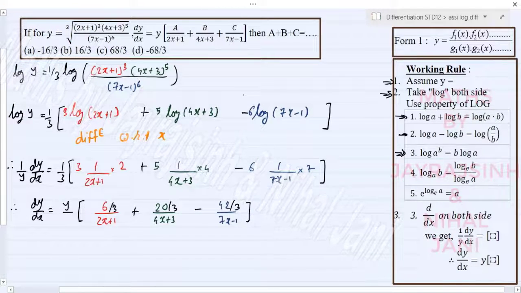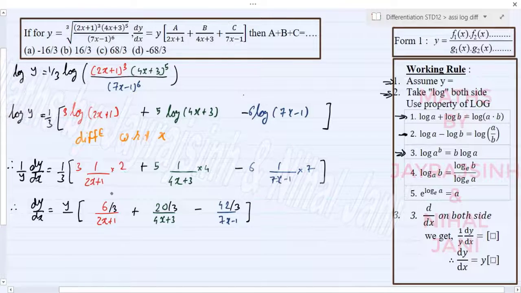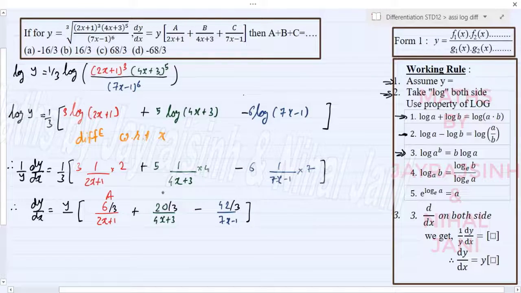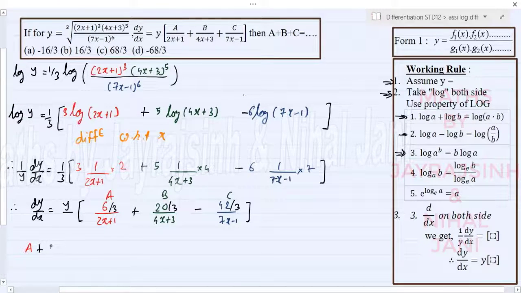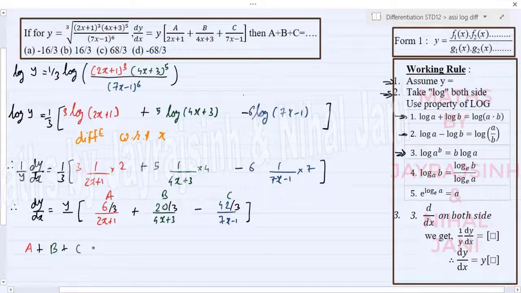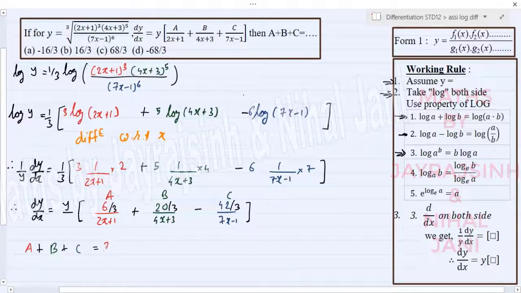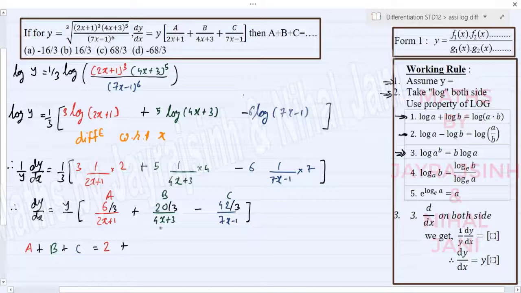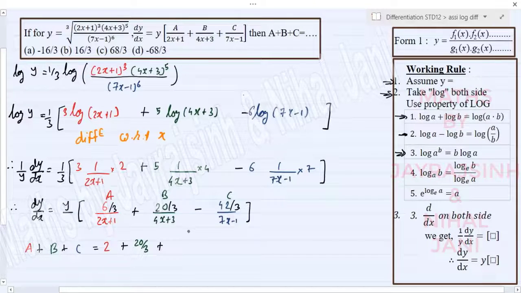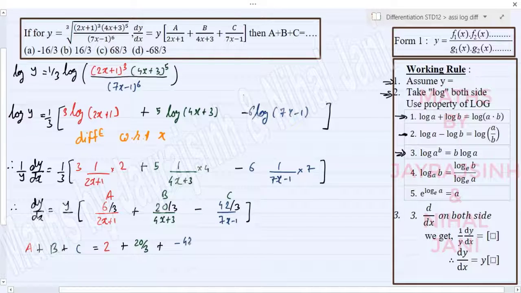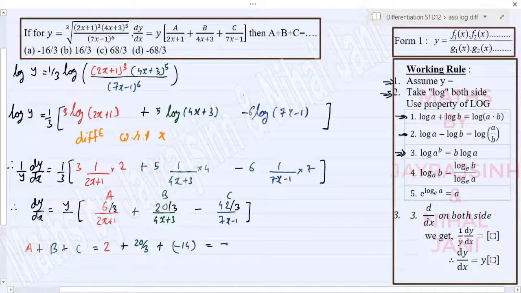By comparing both equations, we will get our A, B and C. So let's find out A plus B plus C. Your A is 6 by 3, or we can say 2, plus your B is 20 by 3, plus your C is minus 42 by 3, or we can say minus 14. So here we get minus 16 by 3, which is given in option A. Ta-da!